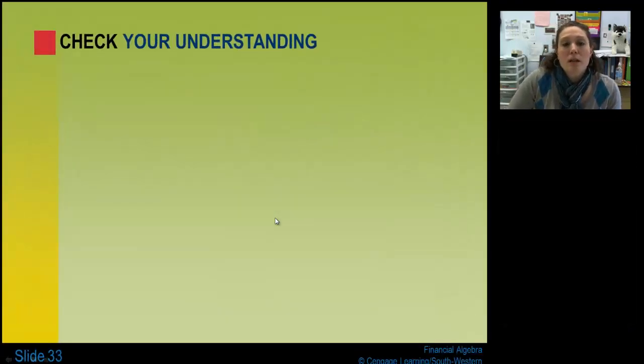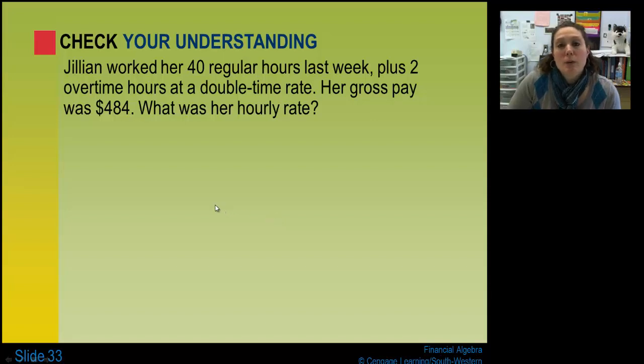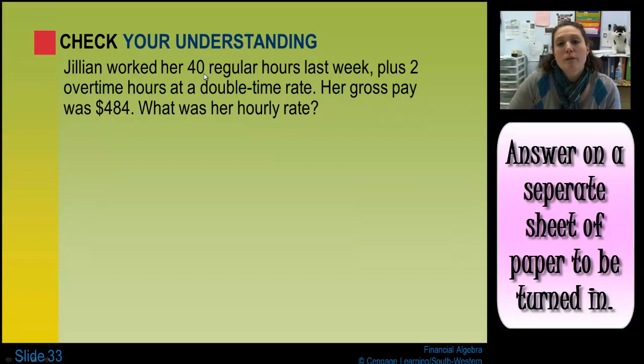For the check your understanding, we're actually going to do this problem. I'm going to get you set up, but you need to do this question on a separate sheet of paper. So Jillian worked her 40 regular hours last week plus 2 overtime hours at double time rate. So instead of the 1.5 here, she's getting double her hourly rate. Her gross pay was $484. What was her hourly rate?